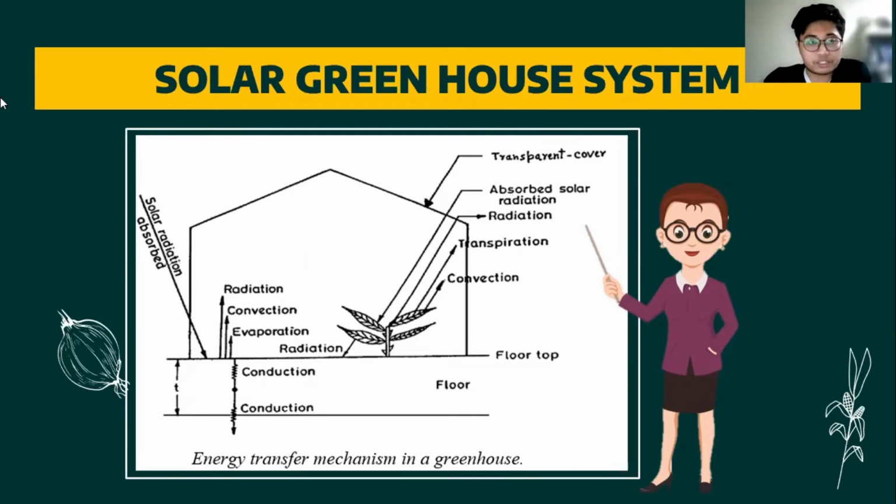So for how the solar greenhouse system works, as we can see from this figure, the solar greenhouse basically utilizes sunlight energy to meet the temperature needed inside the greenhouse. So basically it is just keeping the heat high inside the greenhouse.